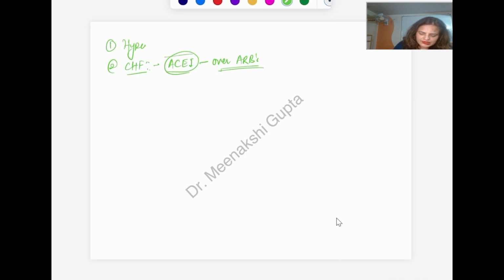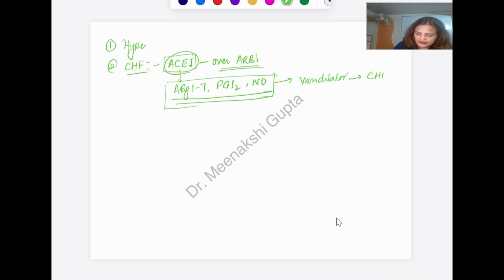Moreover, with ACE inhibitor there is angiotensin 1 to 7, there will be prostacyclin and NO. They also have vasodilator action, and it is beneficial especially in the CHF patient. So we are keeping ARB as a reserve drug in the CHF patient.